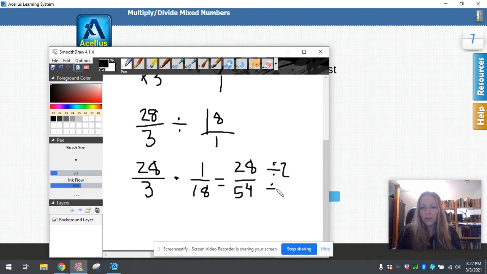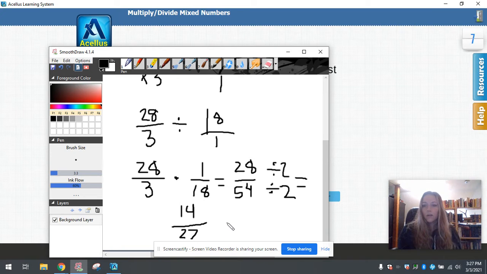The guy in the video was having you reduce before we get to this point, but I like to do this. It gives you certain steps to follow for each problem. So 28 divided by 2 is 14. 54 divided by 2 is 27.